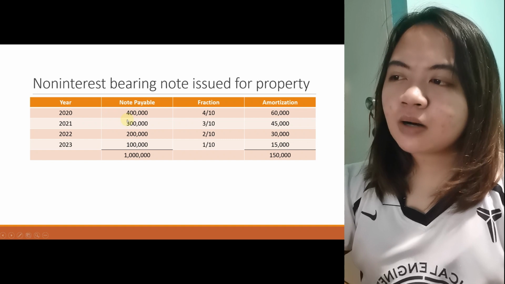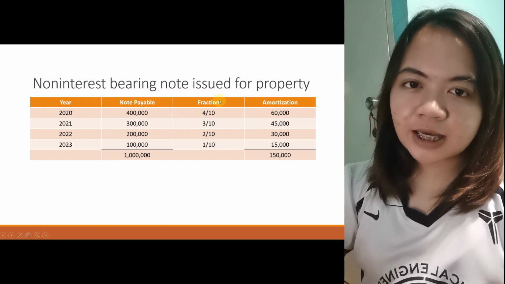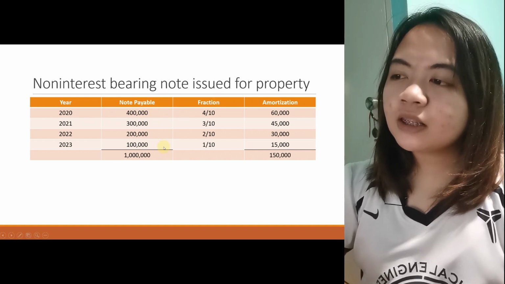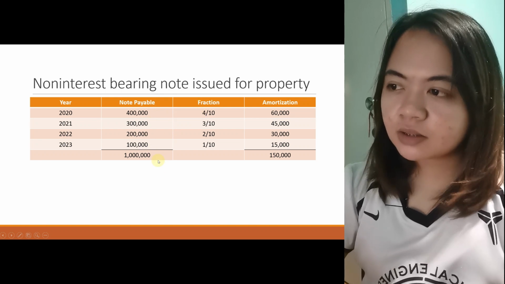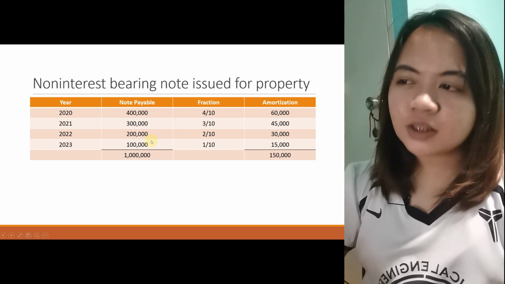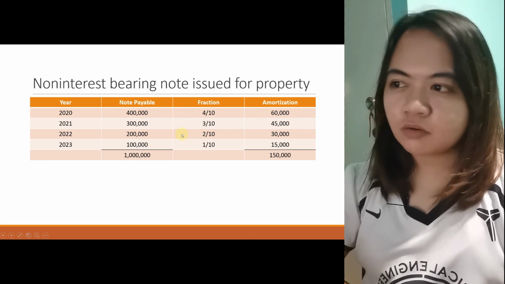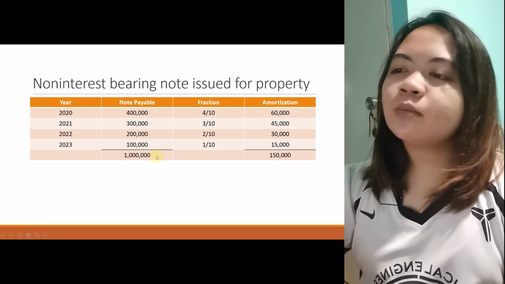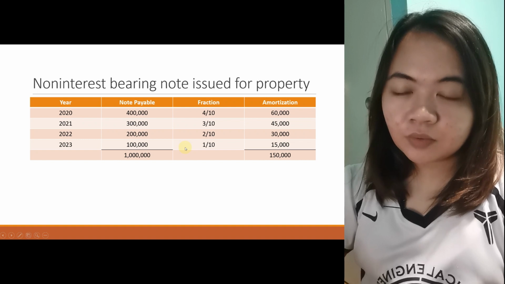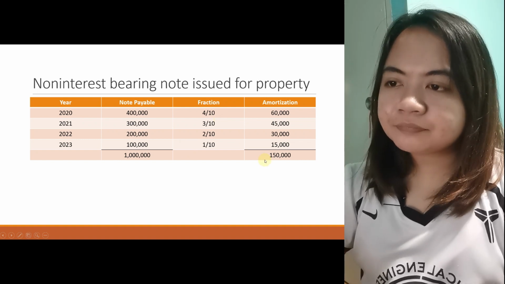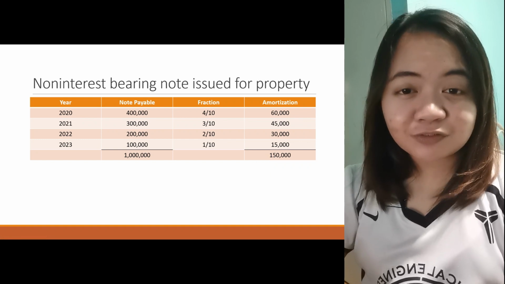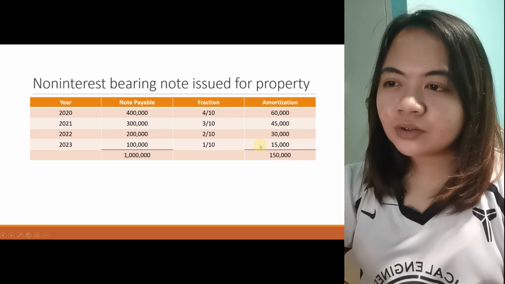Okay, so ang ginawa is, kinuha yung fraction niya. Paano yung ginawa? The 400,000 divided by 1 million. So you have 4 over 10, 300,000 divided by 1 million, 3 over 10, 200,000 divided by 1 million, 2 over 10, 100,000 divided by 1 million is 1 over 10. Saan siya gagamitin? For the allocation of the 150,000 discount, okay, on the notes payable.